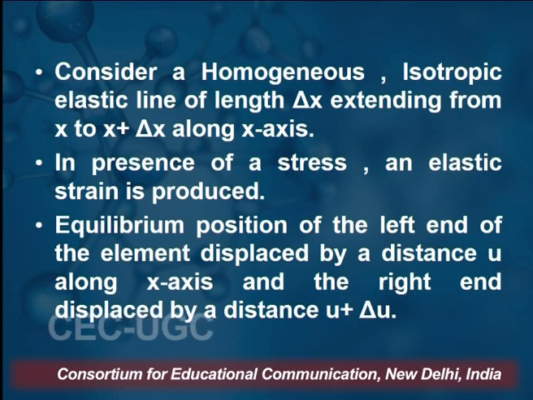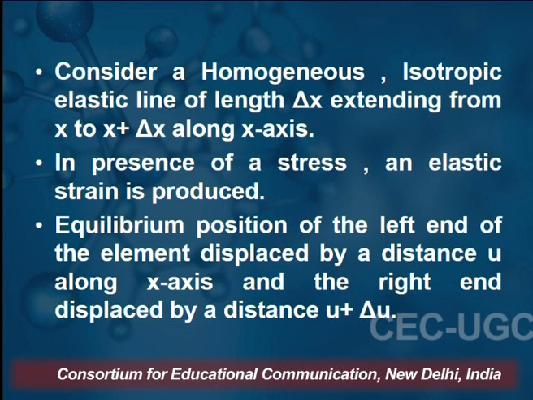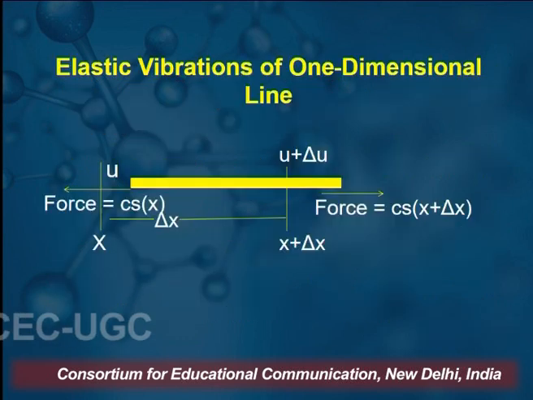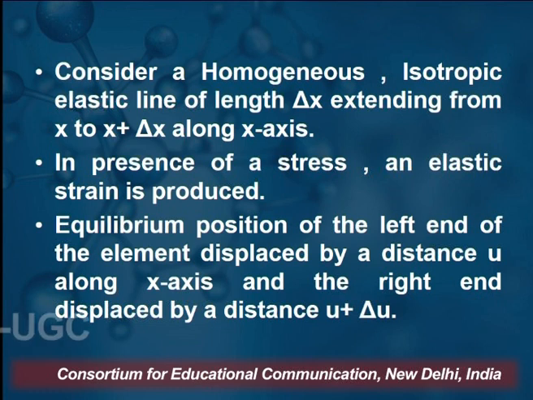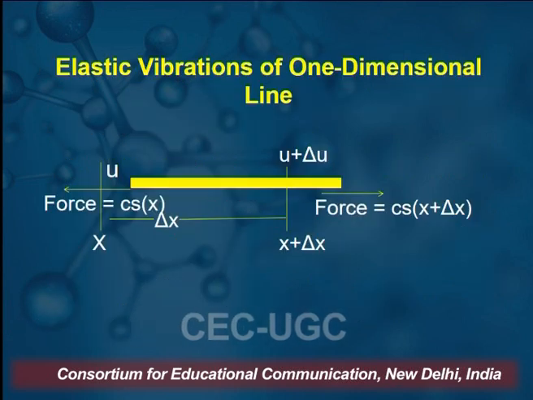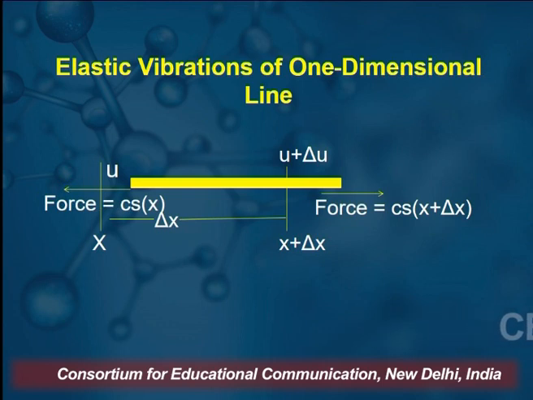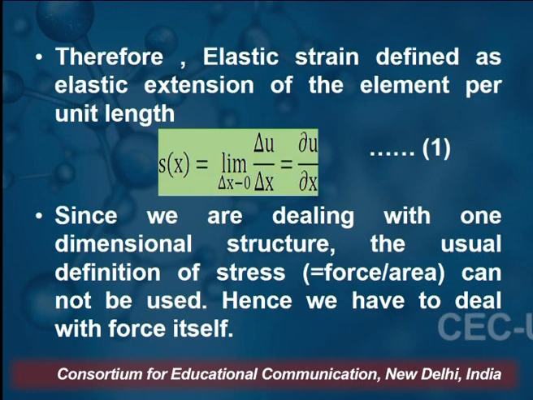Now, in the presence of a stress, an elastic strain will be produced. At the equilibrium position, let the left end of the element be displaced by a distance u along the x axis, and let the right end be displaced by an amount u plus delta u. So, the forces on both ends of the line are not the same. On the left end the displacement is u, on the right end the displacement is u plus delta u. Therefore, the elastic strain, which is defined as the elastic extension of the element per unit length, will be given by Sx, which is the limit as delta x tends to 0 of delta u by delta x, which is equal to del u by del x.